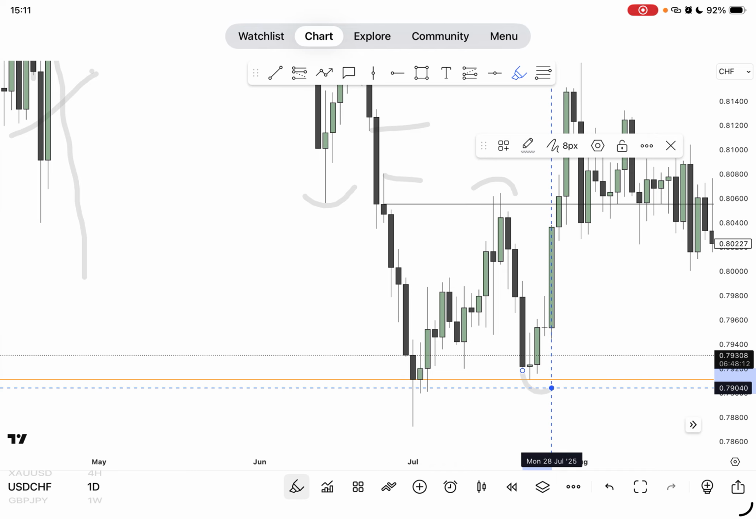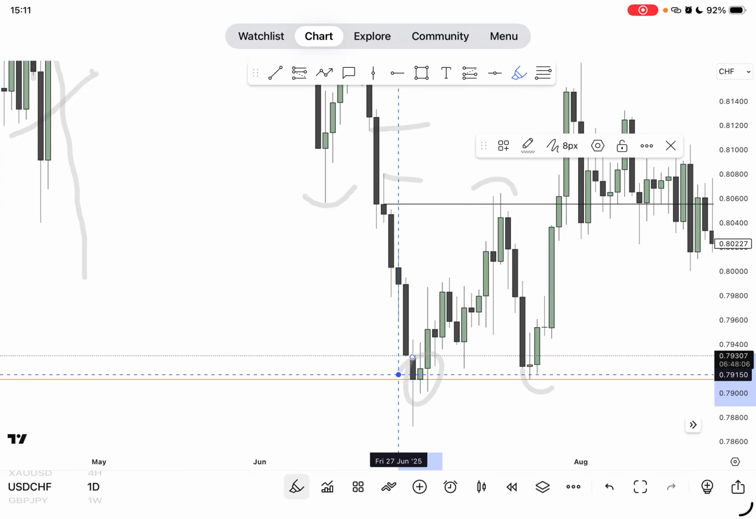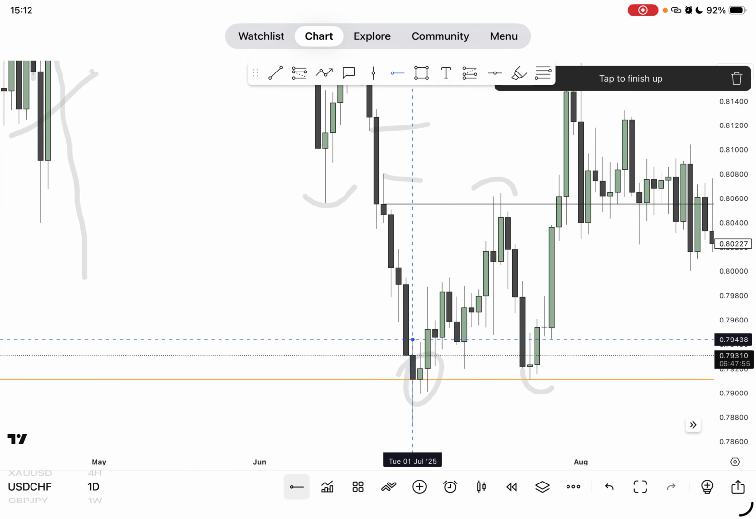So price creating a swing pattern right here, it mitigated a key level, right? Price mitigated the key level right here, right? And created a swing pattern.